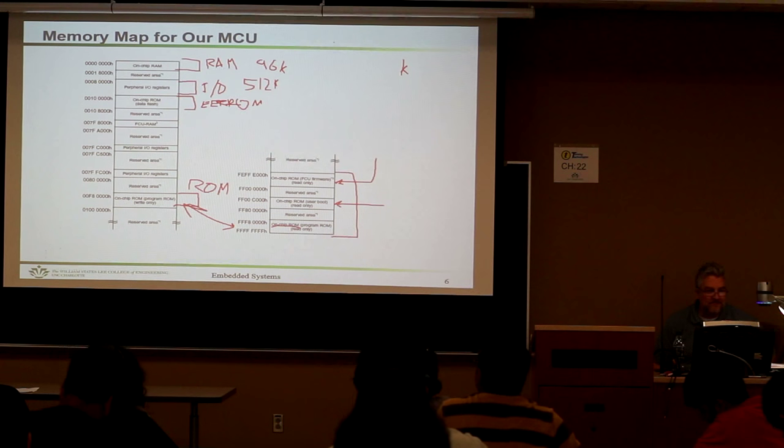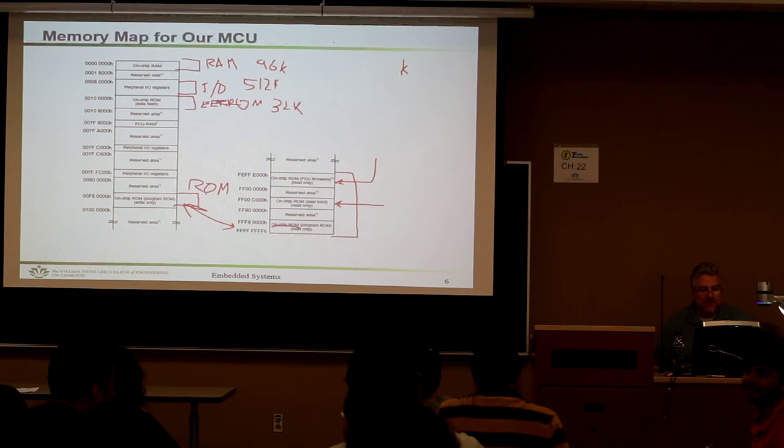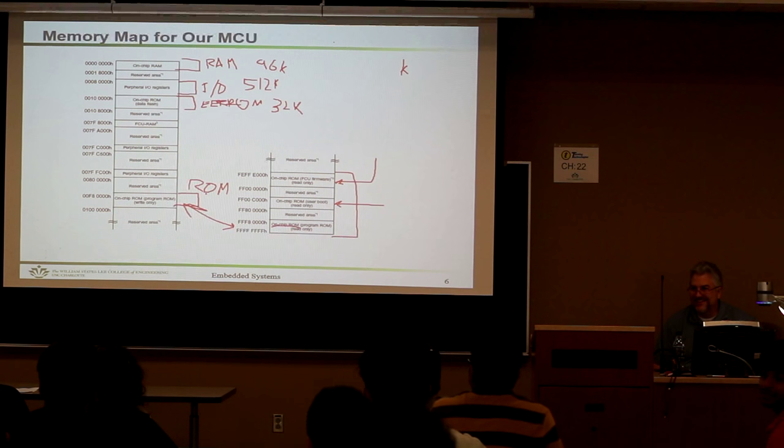EEPROM? 32. And ROM? That's all I heard. How much? 820? 220? 320? 320.